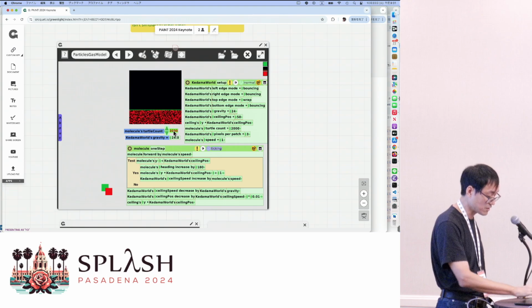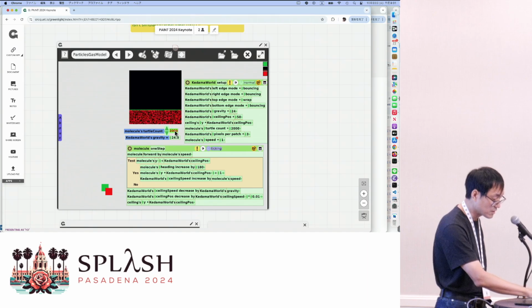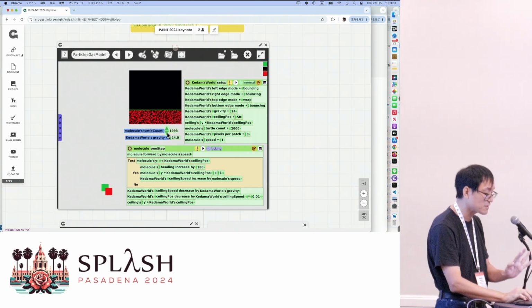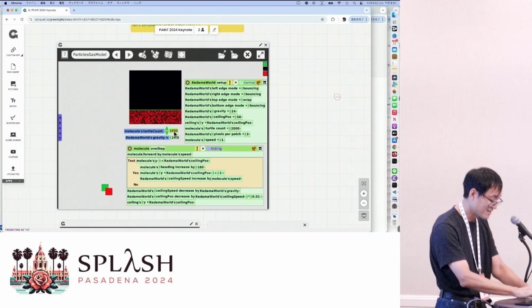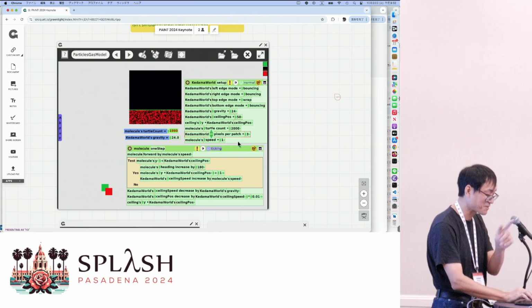And one thing you can do is to reduce the... this happens sometimes too. Keyboard gets messed up. So you can reduce the number of particles. Okay, I will show a better one later.